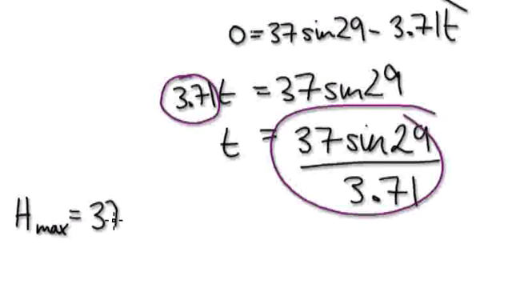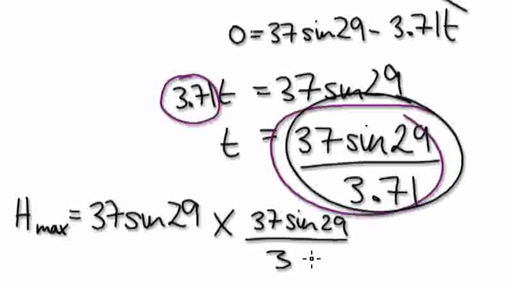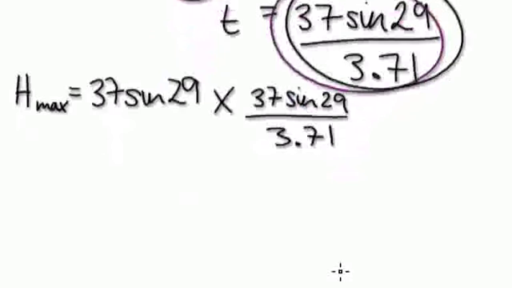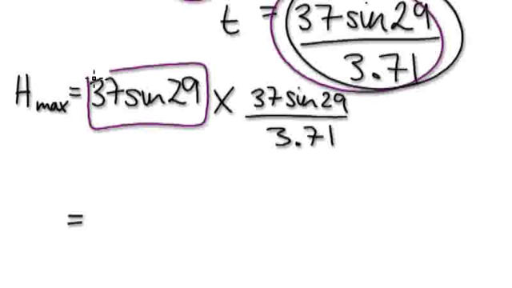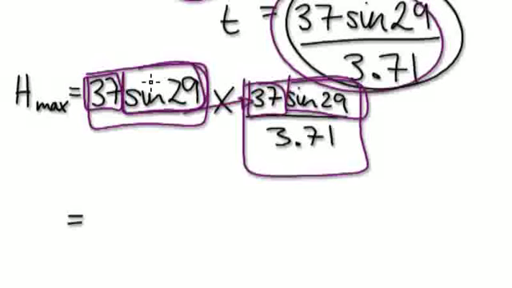So that will be 37 sine 29, and then we've got to times it by this thing here, which will be 37 sine 29 over 3.71. Okay, so this will give us the maximum height. Now here you've got this multiplying with a fraction, so it gets multiplied to the top. Remember, at the moment we've got 37 times this thing here, and then we've got to times it with 37, and then times it with sine 29.